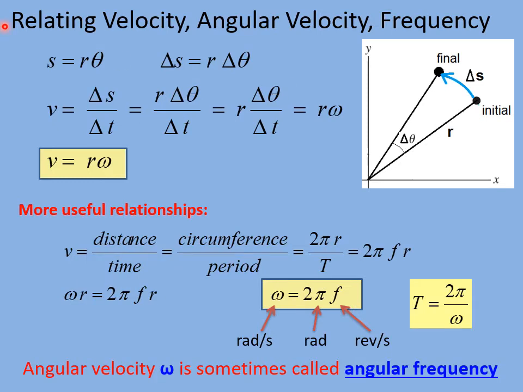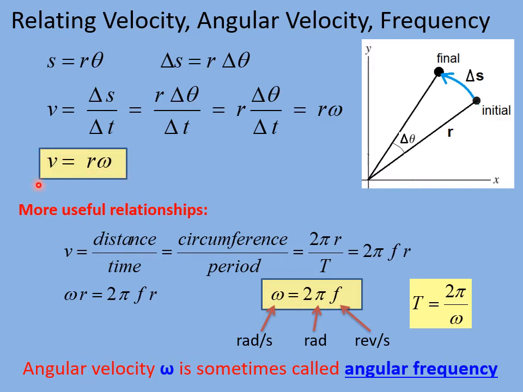So this slide shows us several useful relationships between velocity, angular velocity, and what's called frequency. I'm not going to go through the steps to derive or prove these relationships because it takes up a little bit of our time here. You're welcome to go through the steps if you want to. But the first relationship is the following. Regular velocity in meters per second is equal to the angular velocity, omega, times the radius of the circle.